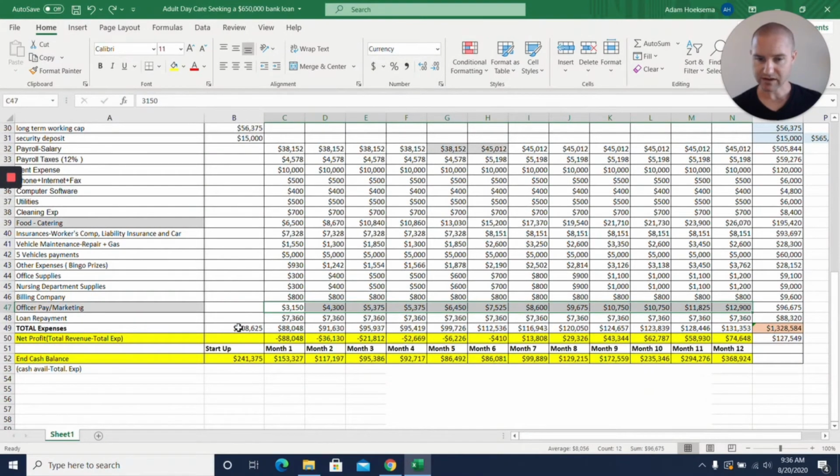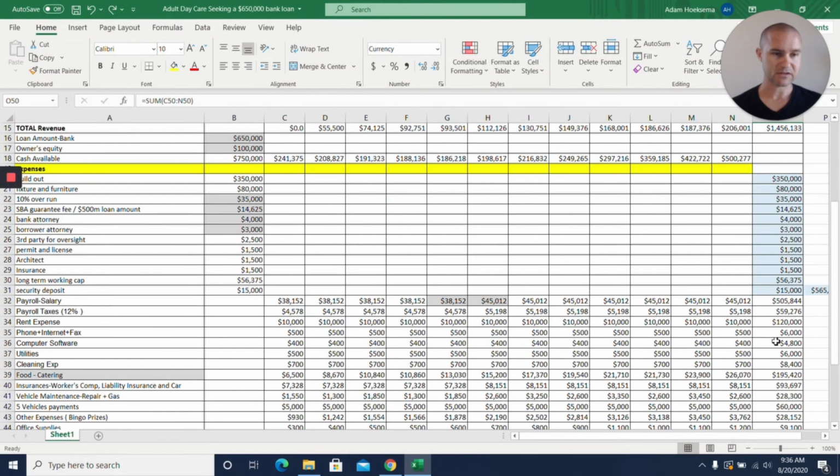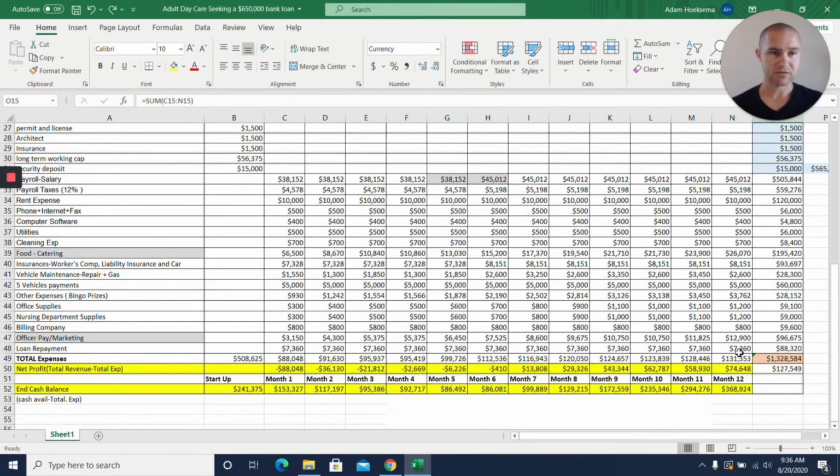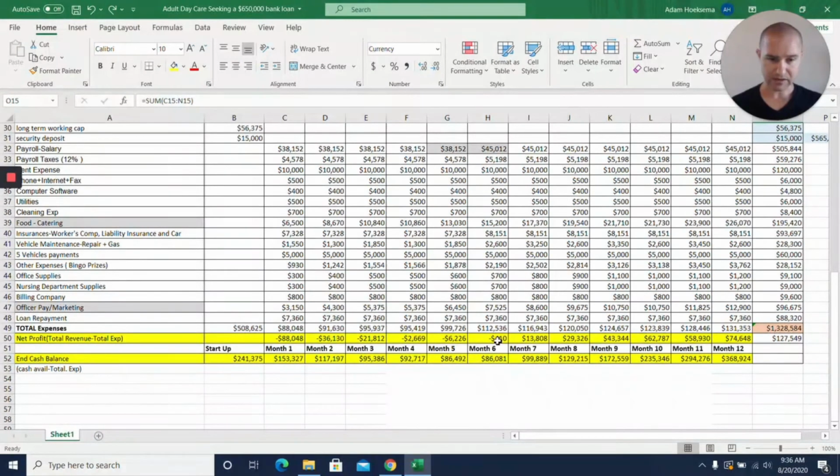As you look at the total bottom line here, over the first year, $127,000 net profit, so $127,000 on $1.4 million in total revenue. That seems to make sense from a ratio perspective. The other thing I'd point out is that it's month 6, month 7 when you finally break even. Again, that probably makes sense. If you were breaking even in month 1 or 2, I'd be surprised. So this makes some sense.